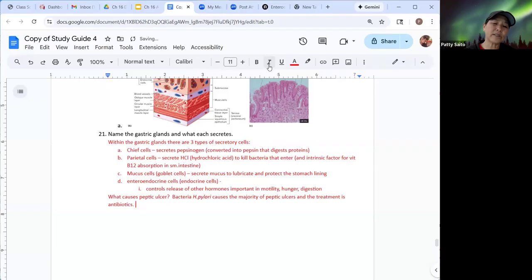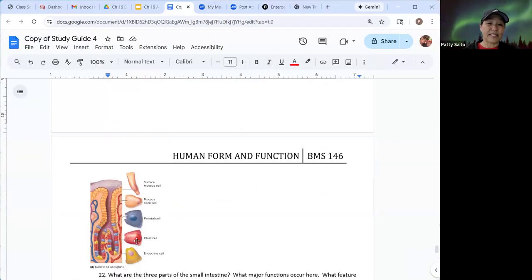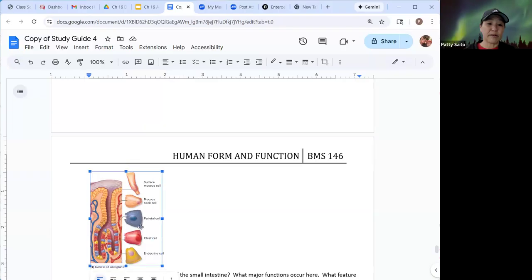Okay, and so the researcher's name was, the physician's name was Dr. Barry Marshall. And then he did have an assistant. Oh, no, it was a pathologist that he worked with. All right, anyway, kind of fun things, interesting things. I'm going to make this kind of small.